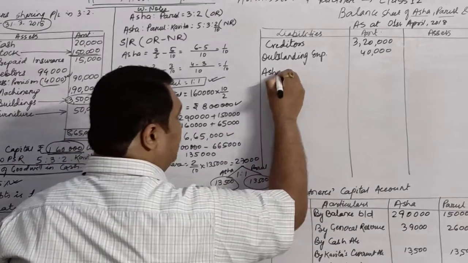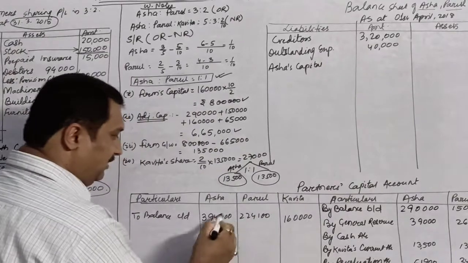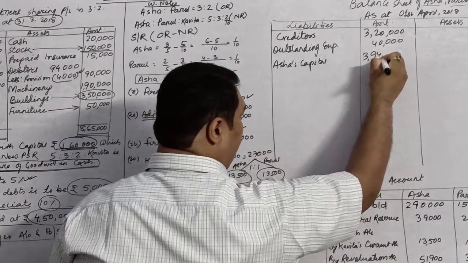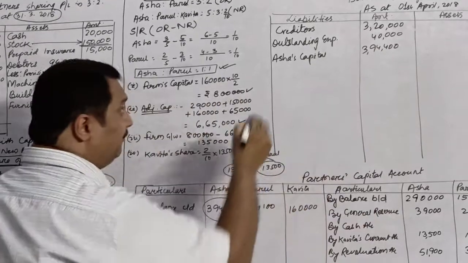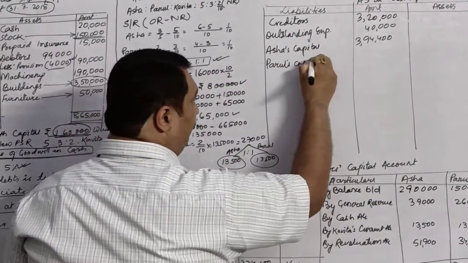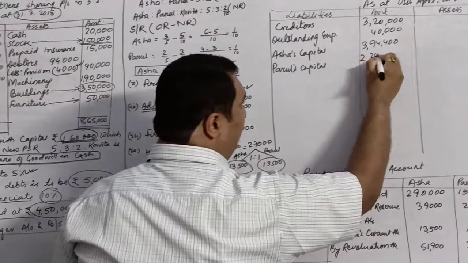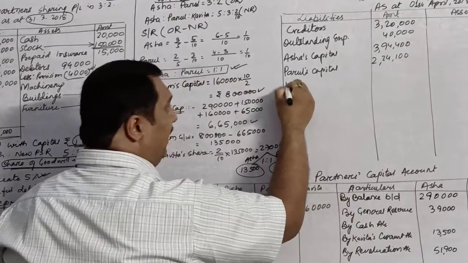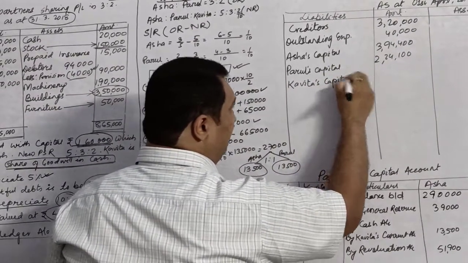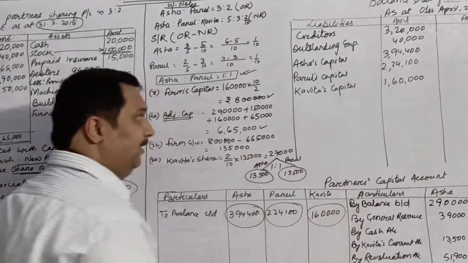And then we have the capital accounts. We will take Asha's capital. This is the partner's capital. This is the closing balance, which we will take, 3,94,400. Parul's capital will be taken. The closing capital is 2,24,100. And Kavita's capital we will take. Kavita's capital is 1,60,000, which is the closing over here.